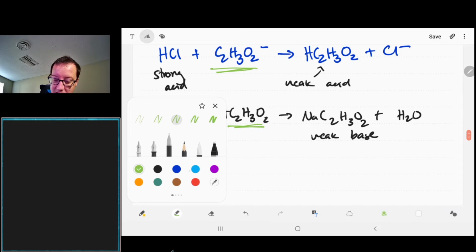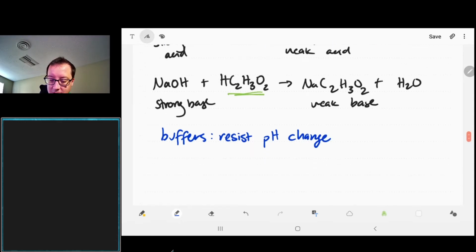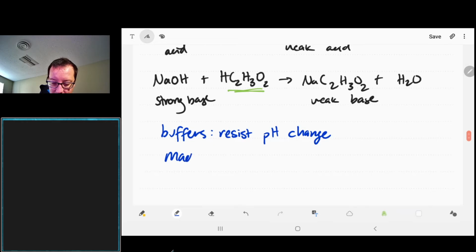So I'll just write it down one more time. So buffers, they resist pH change. And they are made of a weak acid plus a conjugate base.